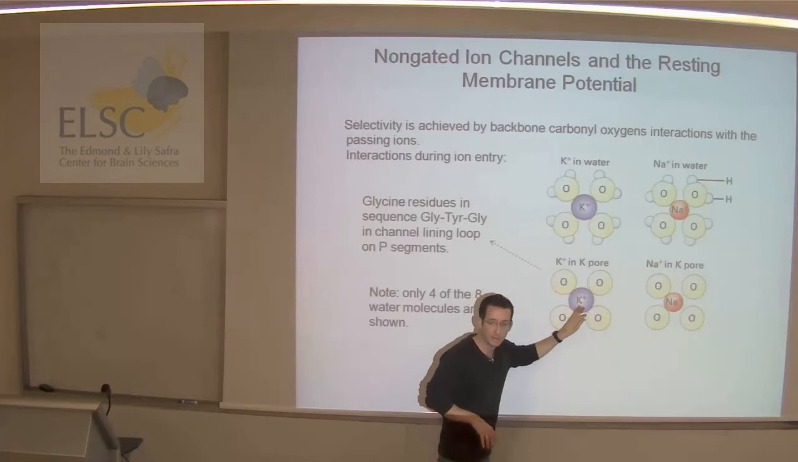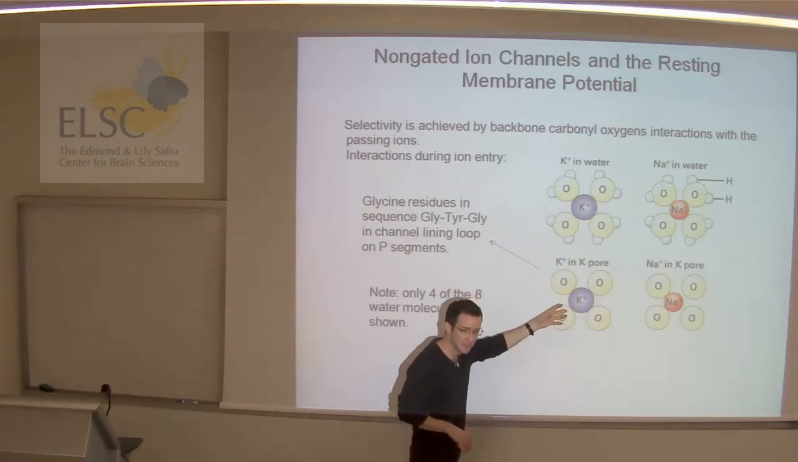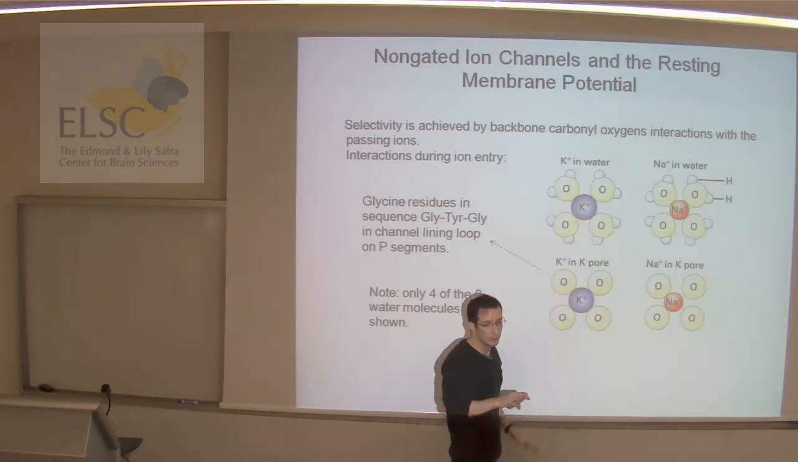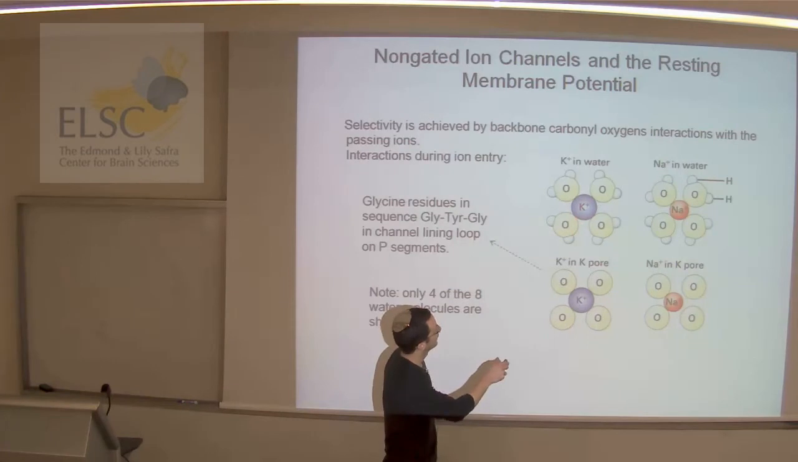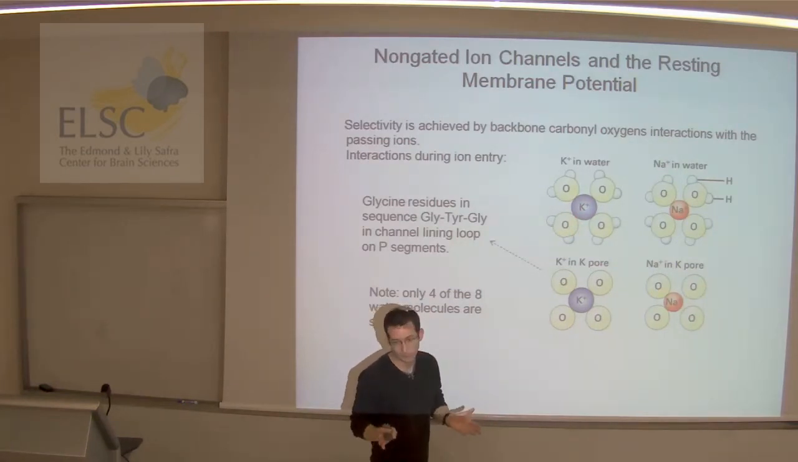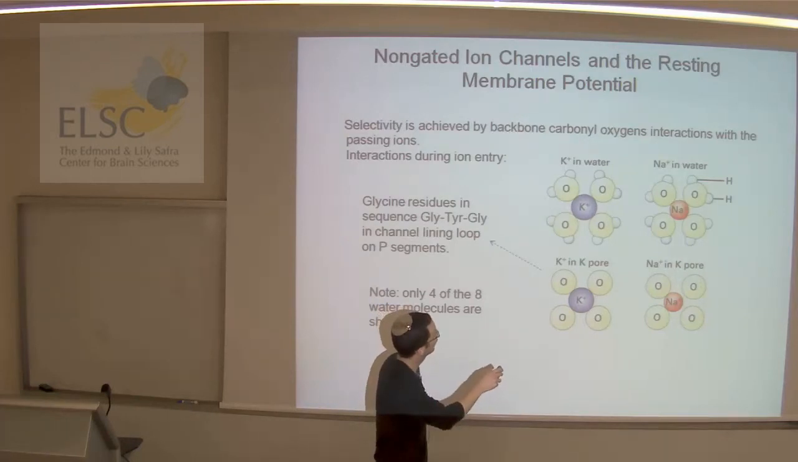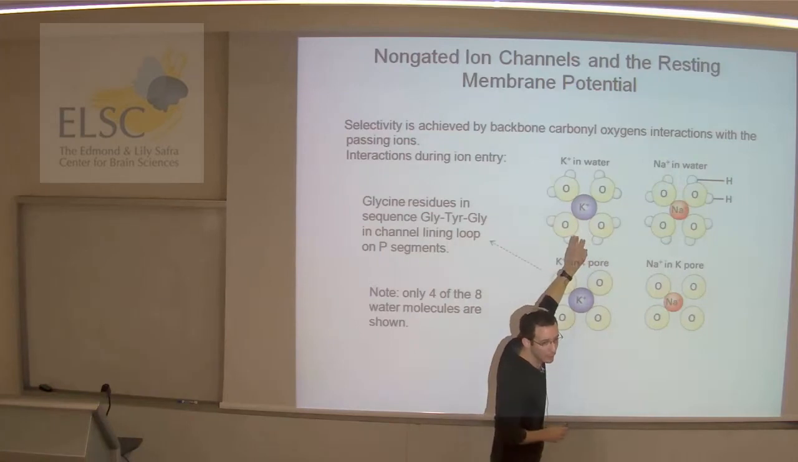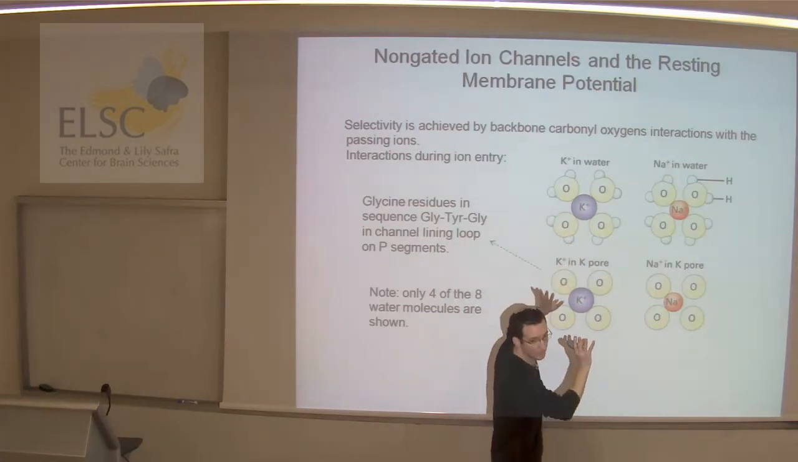And they interact with it in a structure that mimics the interactions of the water oxygens when the ion is outside the channel in a hydrated form. As you recall, when ions are in aqueous solution, they are surrounded by a shell of water molecules. Specifically, a potassium ion would be surrounded by 8 water molecules. We are only looking at 4 right now, and there are an additional 4 underneath these 4.